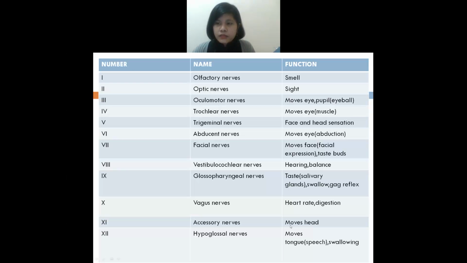Number 11th is accessory nerves. The accessory nerves help you in what? They help you in movement of your head. Accessory nerves.